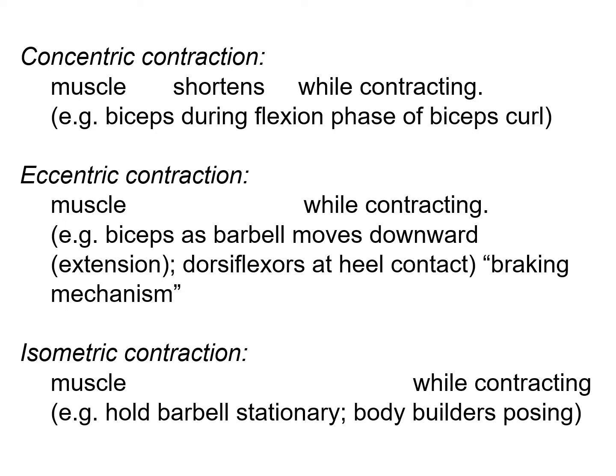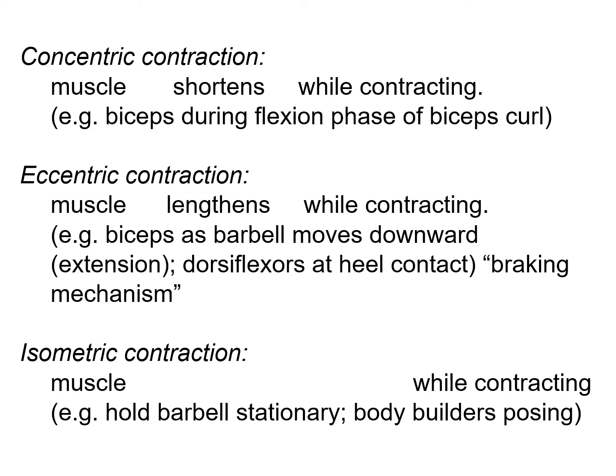They control the upward motion of your arm. The opposite of that is the eccentric contraction. This is where the muscle lengthens while it's contracting. This seems a little odd, that it's contracting but lengthening at the same time.